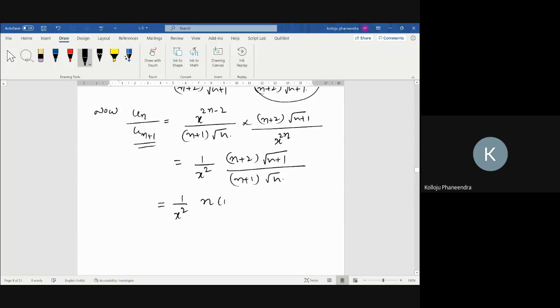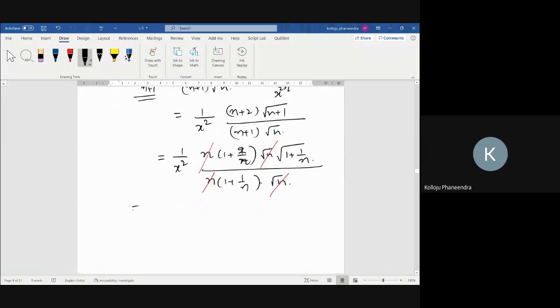In common, this is 1 plus 2 by n, 1 plus 2 by n, and n common, this is 1 plus 1 by n. So outside it becomes root n, and here n common, and this root n as well. So what are the cancelled terms? N gets cancelled, this root n gets cancelled. Okay, and next one, let me apply limit un by un plus 1 as n tends to infinity.